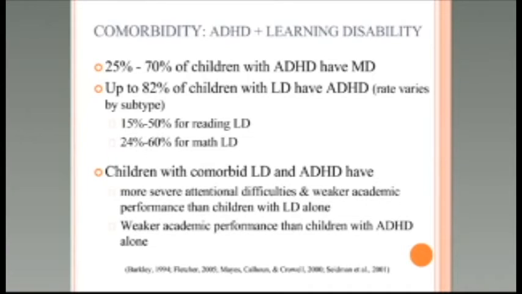Children that have comorbid or co-occurring learning difficulties or disabilities and ADHD tend to show more severe attentional difficulties and weaker academic performance than children who just have learning disabilities alone. So that's really notable. And they also show weaker academic performance than children with ADHD alone. So you see the converse, where the comorbid condition leads to much more difficulty paying attention and weaker academic functioning. This obviously has important implications for how individuals can function and what kind of support they will need in the classroom and beyond.